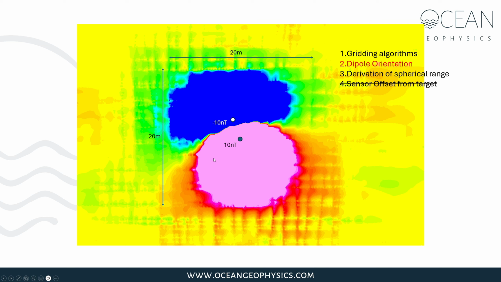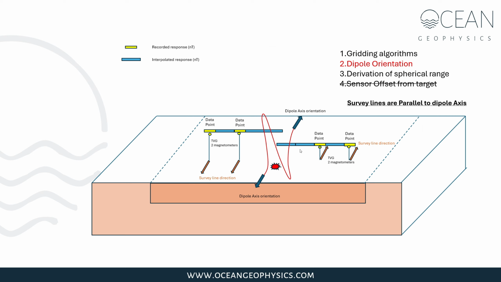So all of the data used to resolve this dipole have been acquired at a similar altitude. And let's, for the sake of argument, state that this anomaly has a maximum peak residual of 10 nanoteslas and a minimum residual at the trough of minus 10 nanotesla. And we can draw an imaginary line through the peak and trough, and that is now our dipole axis.